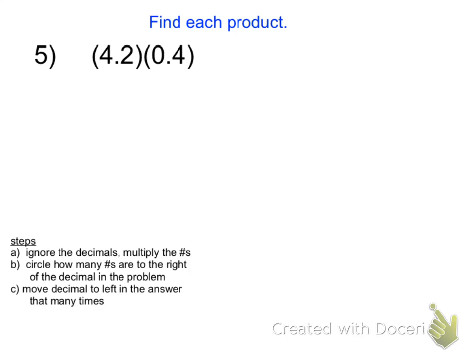But now here's how you actually find the product. First thing you need to do is pause the video and write down these steps, and then we'll go through the steps one by one. Okay, so first thing, ignore the decimals. So really what you have up here is 42 times 4. I don't care if you use lattice or traditional.